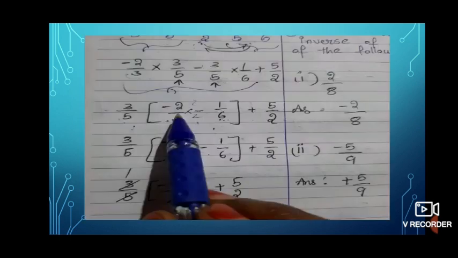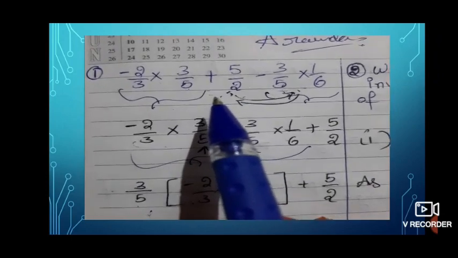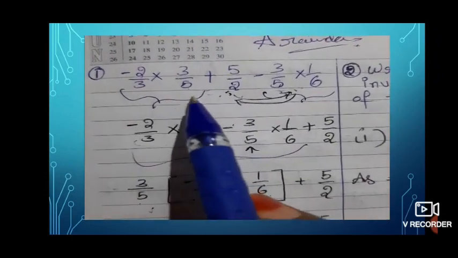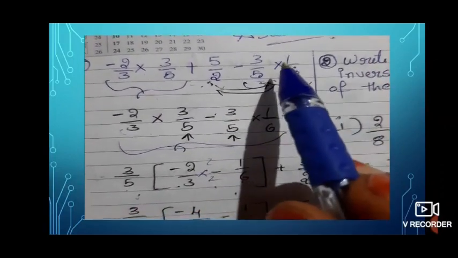Next, children, we will see the example exercise sums. The first one is about evaluating using the properties. The first question is minus 2 by 3 into 3 by 5 plus 5 by 2 minus 3 by 5 into 1 by 6.